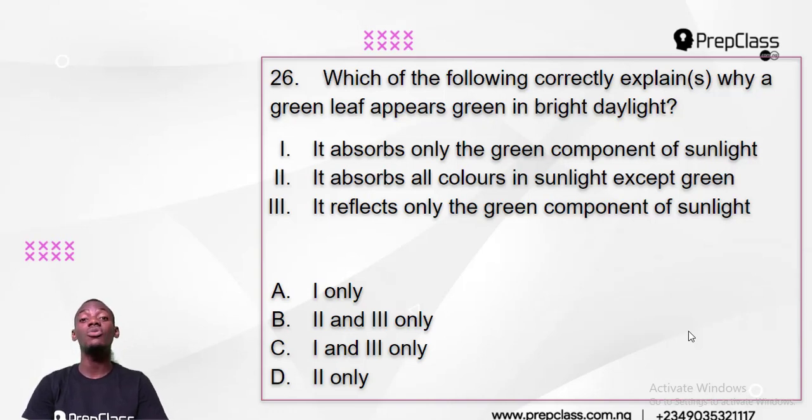Now, there's one thing you must know: everything you see around you is reflecting light to your eyes, and that's why you can see them. If I'm looking at a table now, I can only see that table because light is coming from the table to my eyes. That's why if you put off the light, I can't see anything, because those things are not reflecting anything to my eyes again.